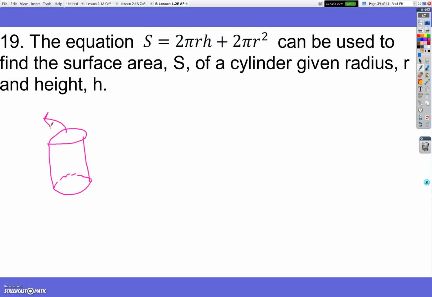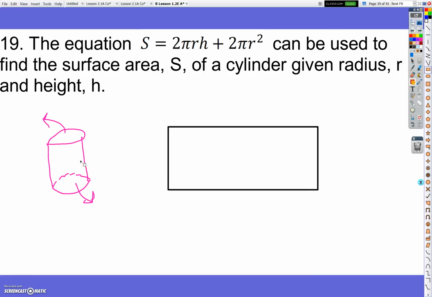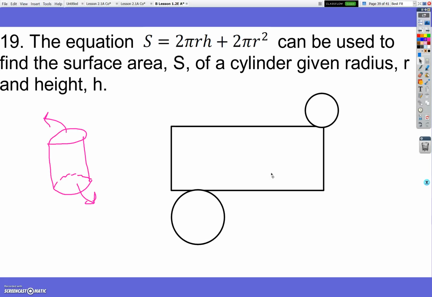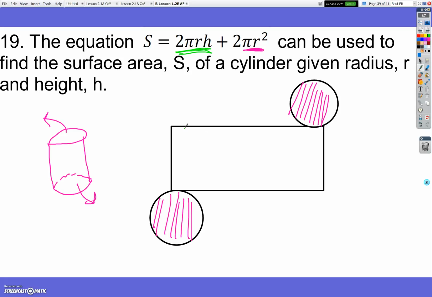Picture if I popped off the lid and the bottom and I unraveled it. It would look something like this. Here is the unraveled soup can, and then I would have the top of the lid and I would have the bottom of the lid, and it would look something like this. The circles would be the same size, but we get the idea. So what this is saying is the area of a circle is pi r squared. That is 1 pi r squared. This is the second pi r squared. That is the area. Now this 2 pi r h is the area of this rectangle. Okay?